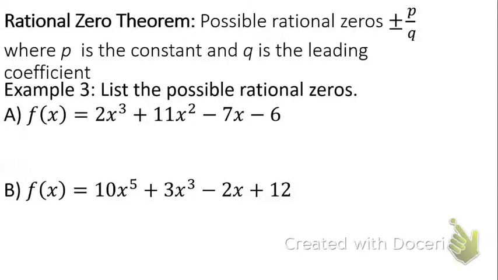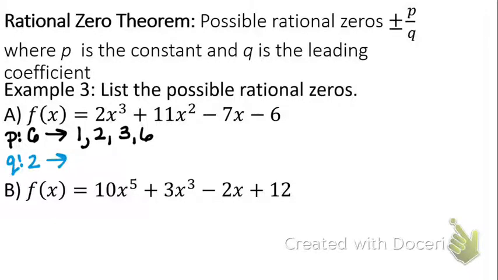Okay, so let's go ahead and look at this. What would be our P? P is the constant, so what's P? P is 6. Now you kind of ignore the negative part because the factors of 6 and the factors of -6 are the same. Now, what are the factors of 6? What numbers will go into 6? 1, 2, what else? 3 and 6. Okay, what's Q? Q is 2. And what are the factors of 2? 1 and 2.